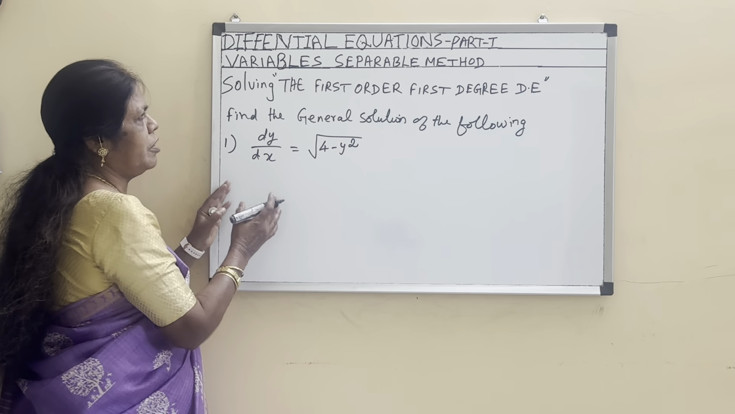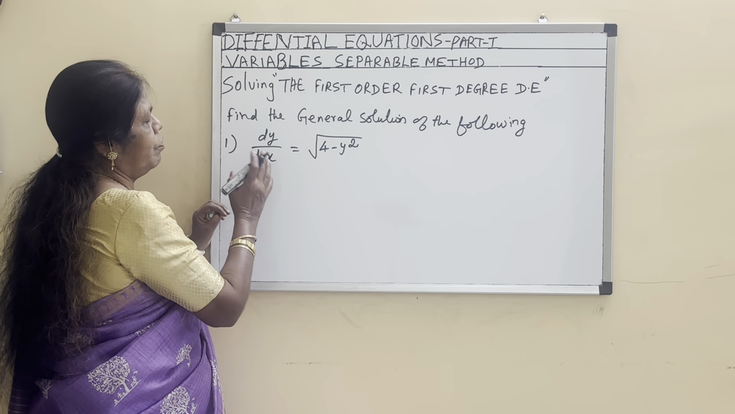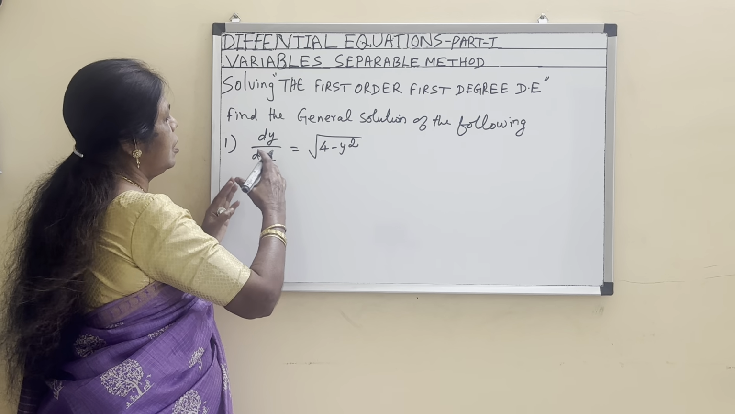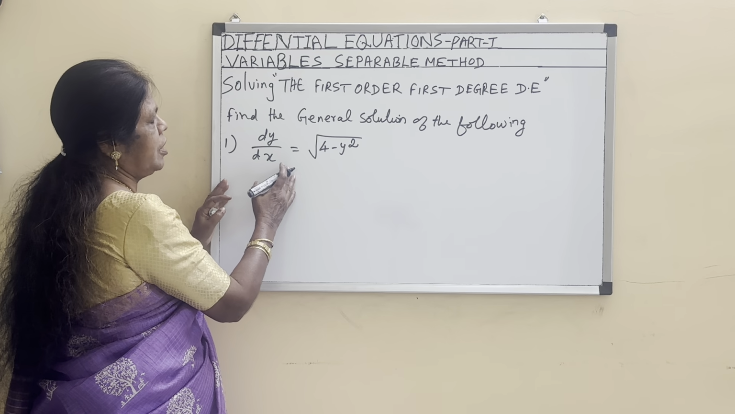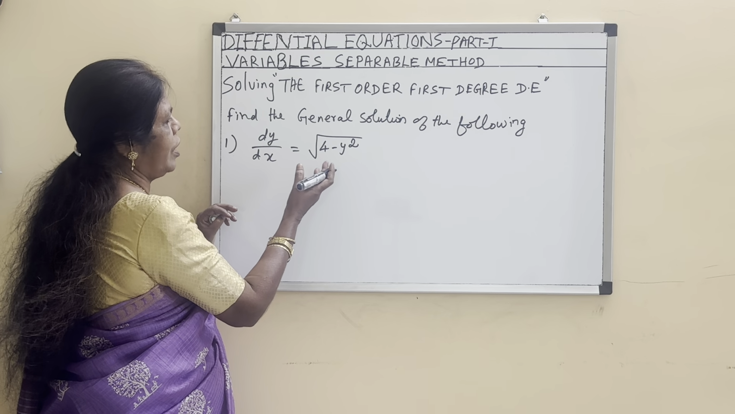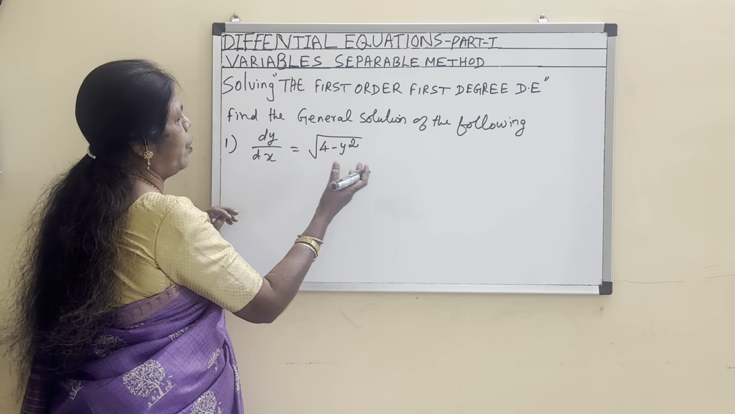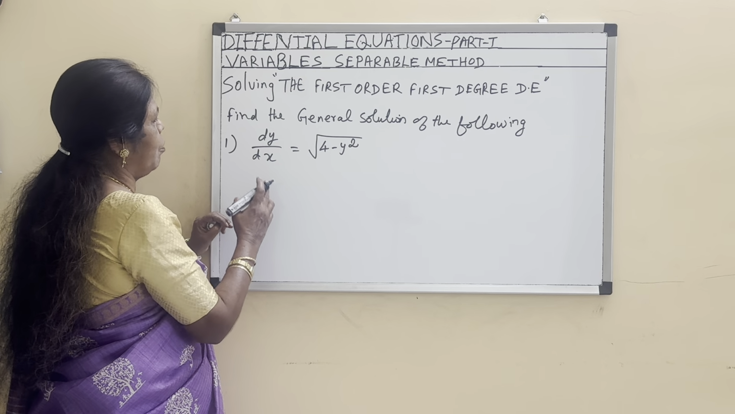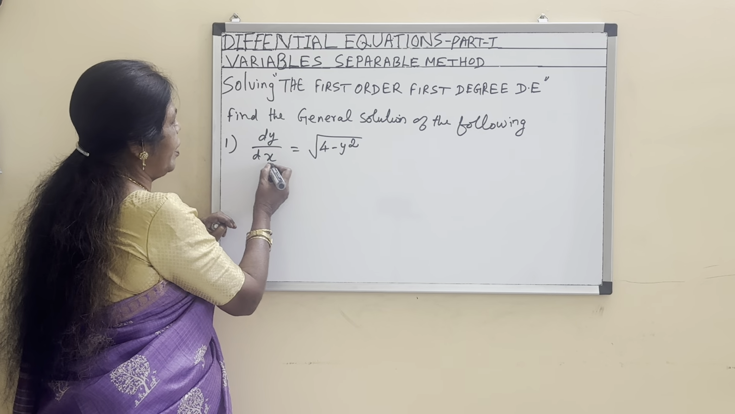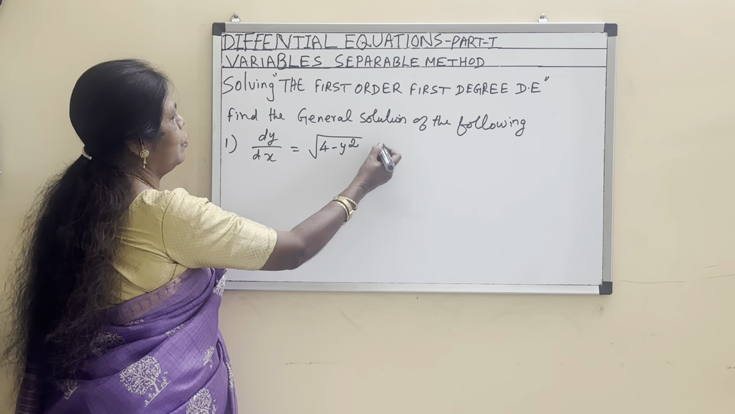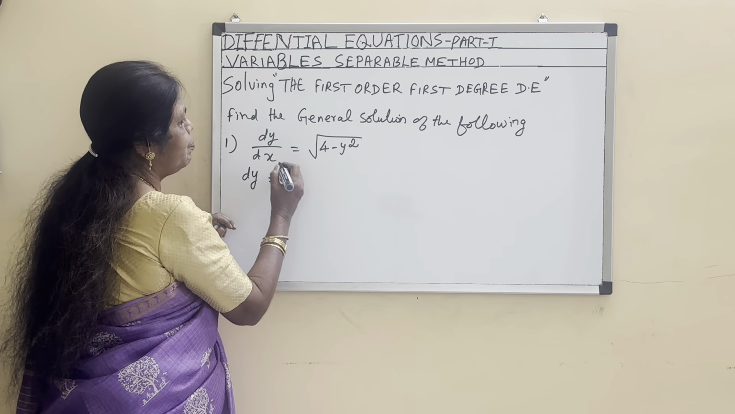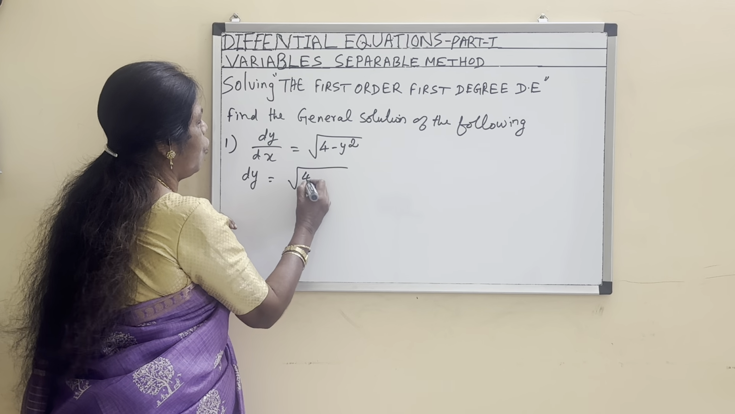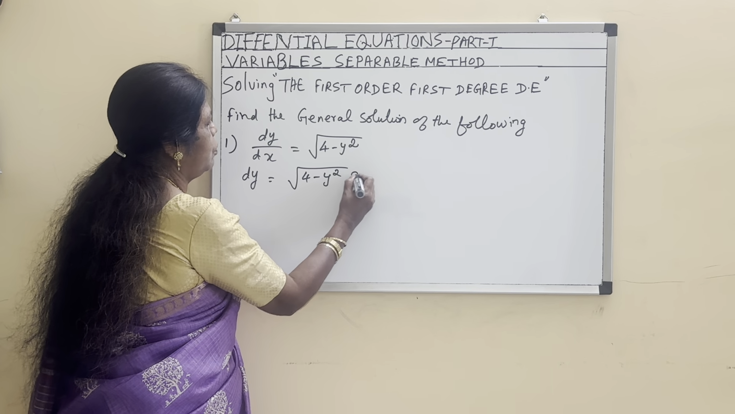Right. Now variable separable method means we have to separate the variables. One side we have to write x terms along with the dx. Another side we have to write y terms along with the dy. So whenever dx or dy is down, we have to take it to the other side. So dy equal to root of 4 minus y square into dx.